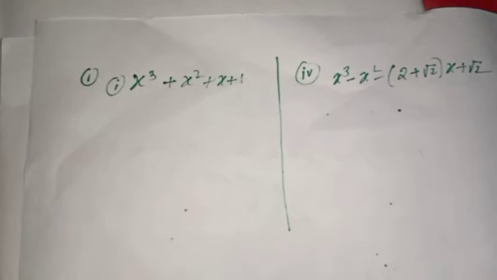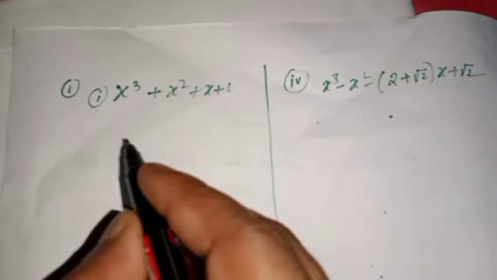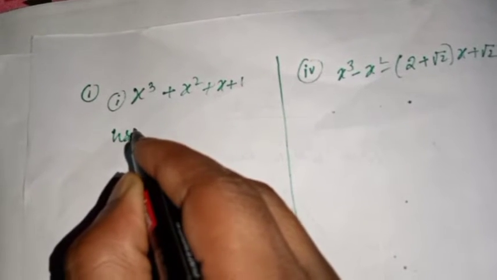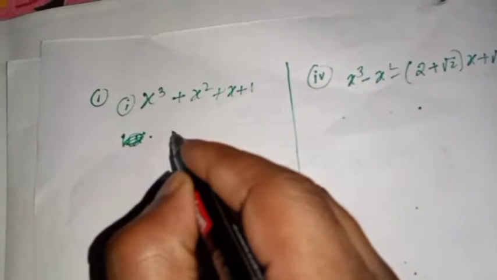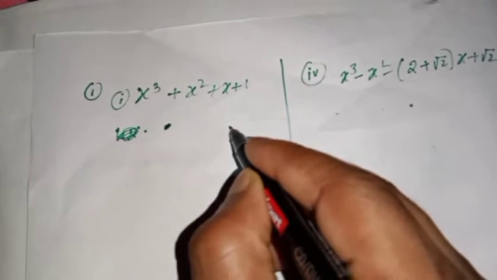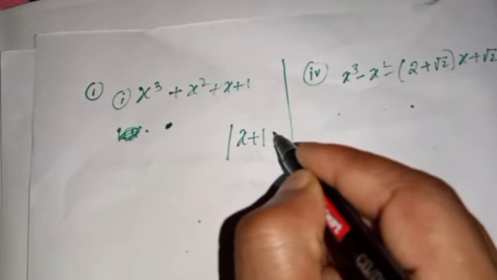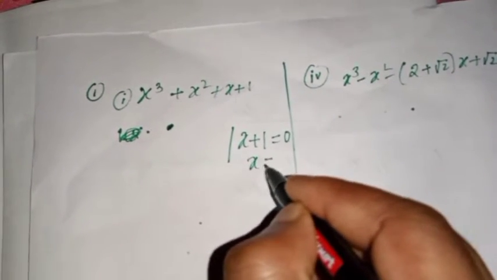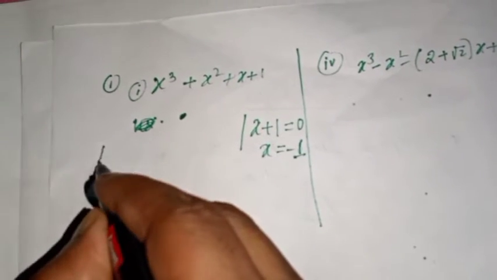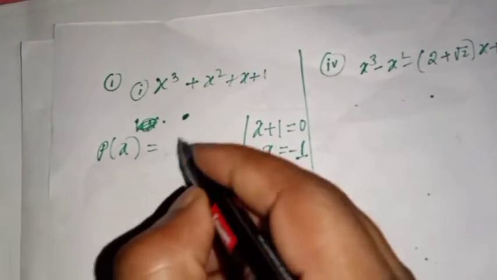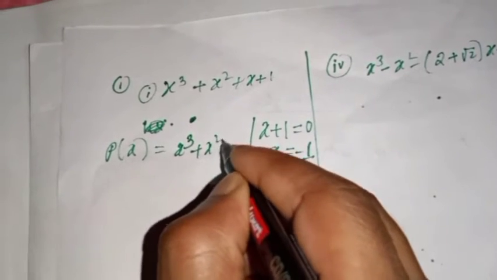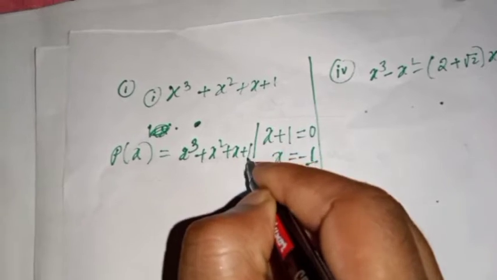Next, question number 1 and number 4. See. So first of all, using the remainder theorem, or directly you can write what they have given, x plus 1. Here x plus 1, find the value of x, then x equals minus 1. P(x) is equal to, already given, x cube plus x square plus x plus 1. Understood?